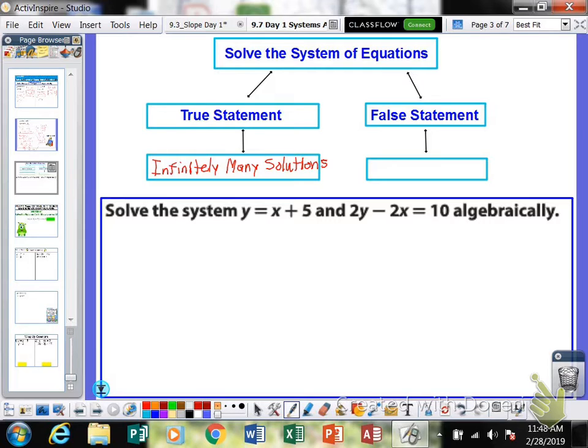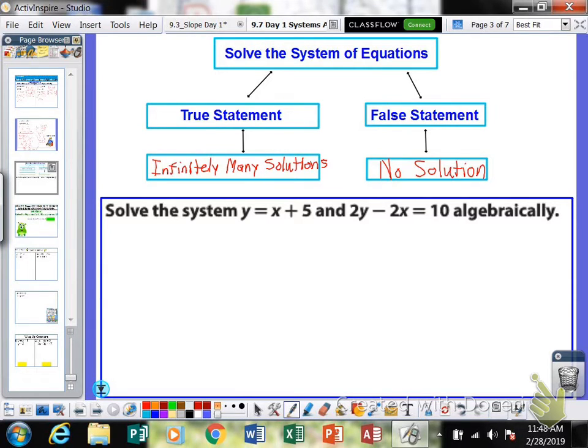In the case of false statements, if our statement is not true, meaning our left side is not equal to our right side, so say we had negative 12 is equal to 4. Negative 12 never equals 4. There would be no solution.